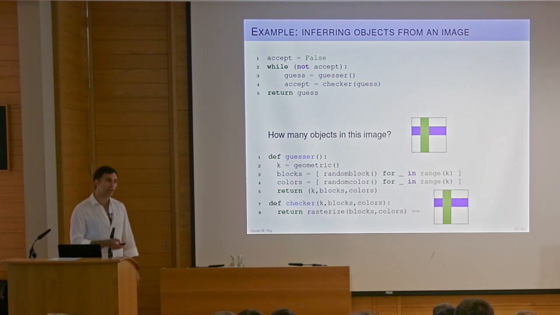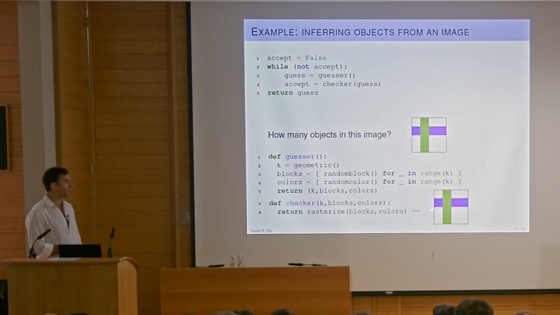And then what is my checker? My checker rasterizes, it renders this set of blocks and colors. So I actually literally wrote, this is coming from my Python code. I wrote raster blocks and colors that produces the image. And then this code produces the image. And I check to see if it agrees with some particular image I'm trying to decipher. So if I want to ask the machine, hey, how many objects are here? I'm going to say, generate an image and compare it.